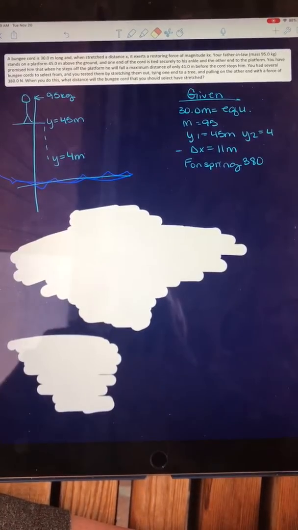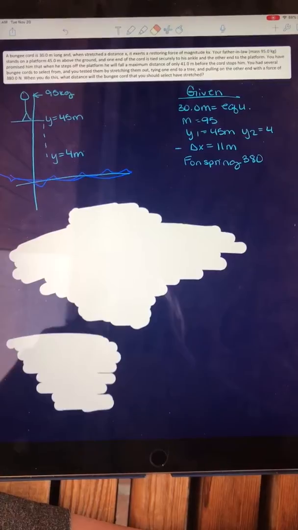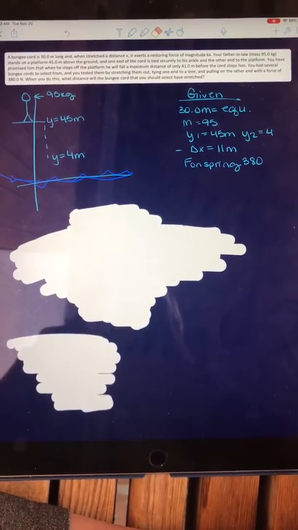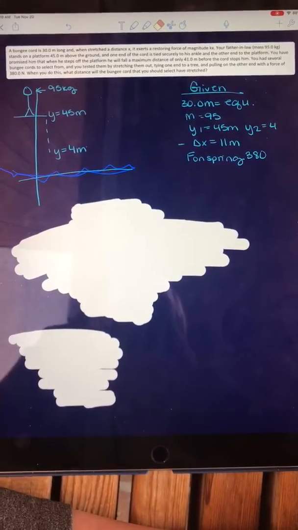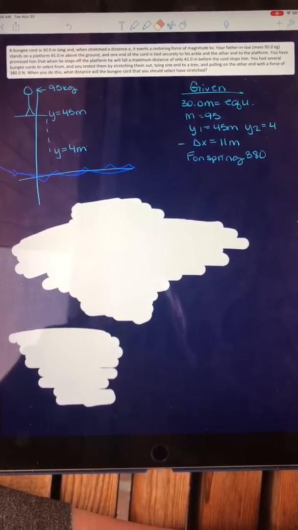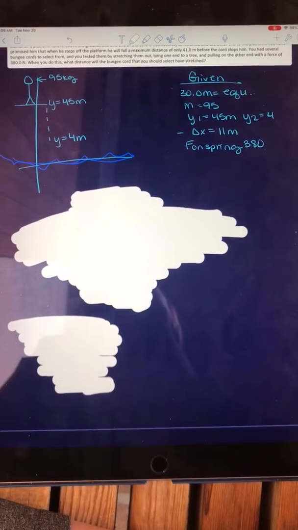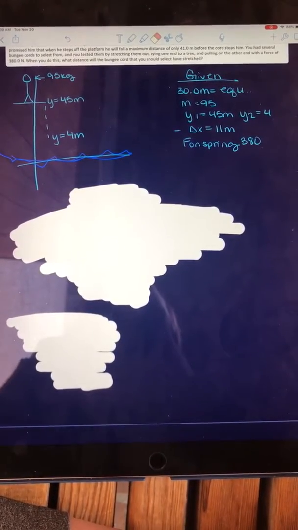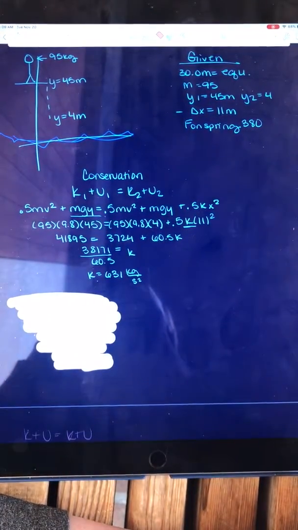So we have our displacement of x also, and this is taken from the 30 meters long, which is at equilibrium. The 41 meters he'll fall, so there's a difference there of 11 meters that the cord will stretch, and we have a force on the spring of 380 newtons, and so we can plug that into our conservation equation.